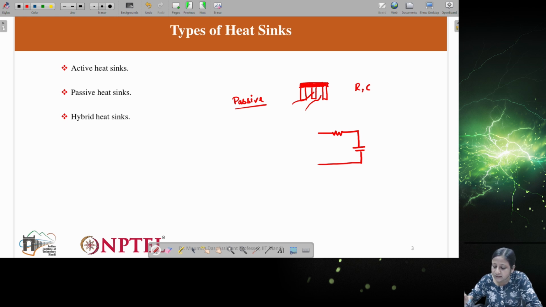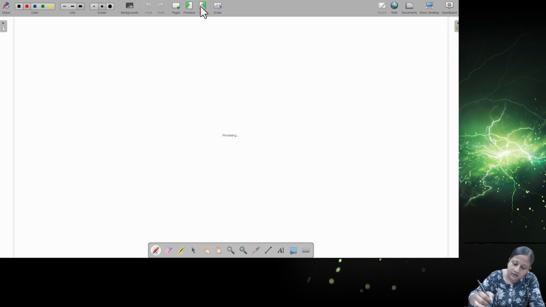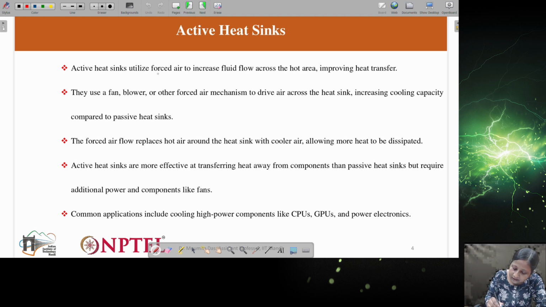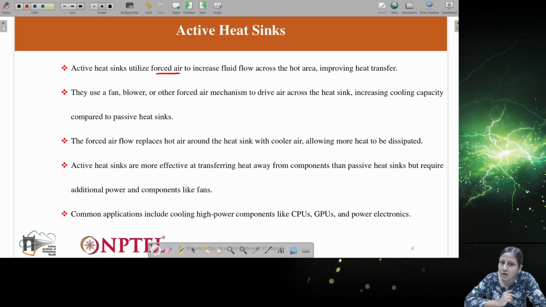So this kind of heatsink along with some additional factor, then we can look for an active kind of heatsink. So what is an active kind of heatsink? Basically this active heatsink utilizes some additional factor. So what can the additional factor be? It can actually utilize forced air. So how can we utilize forced air?